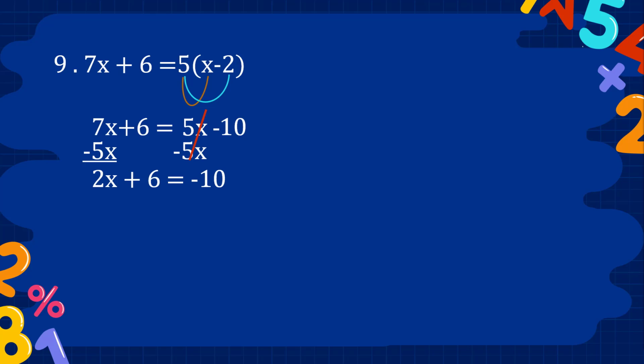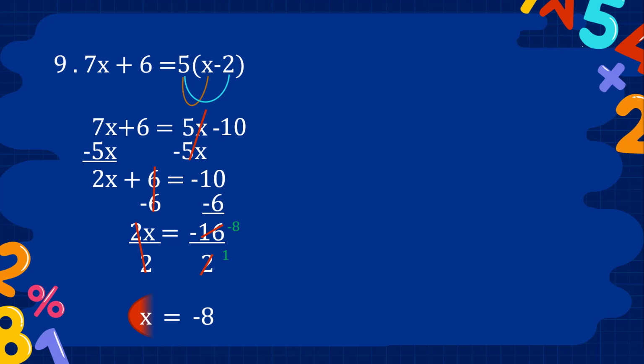Now we subtract 6 from both sides. We have 2x on this side, and minus 10 minus 6 equals minus 16. Finally, we divide both sides by 2, and your answer is x equals minus 8.